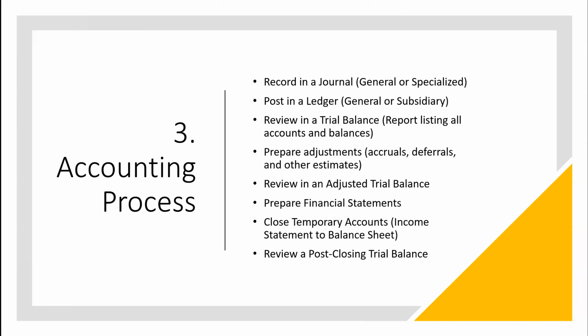Now this is assuming we're doing the accrual accounting system, which is what most businesses, large businesses do. We use accrual accounting, and so this would include making our accrual adjustments, deferral adjustments, and any other estimates in the accounting system. And there are a lot of estimates in the accounting system. Then we review that adjusted trial balance. So we rerun the trial balance. We call it the adjusted trial balance. And we look at, again, the list of all the accounts with the adjusted balances.